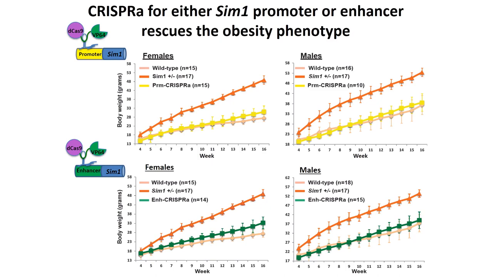Below now is the results for the enhancer CRISPR-A mice, and you can see again in orange the heterozygous mice that become extremely obese, in pink the wild type mice, and in green the enhancer rescued mice showing a body weight very similar to the wild type mice, suggesting that by targeting the enhancer of this gene in the hypothalamus, we could also rescue the obesity phenotype in these mice.